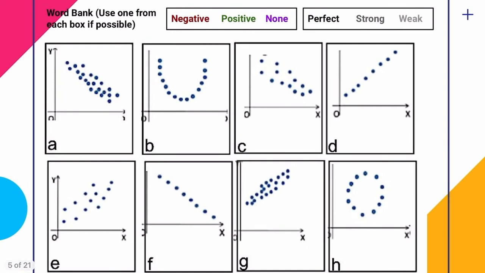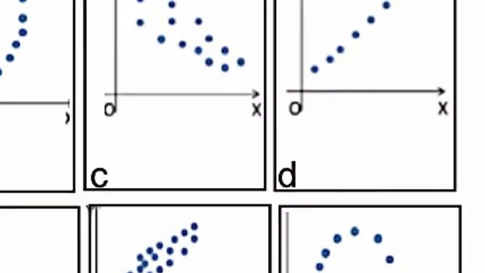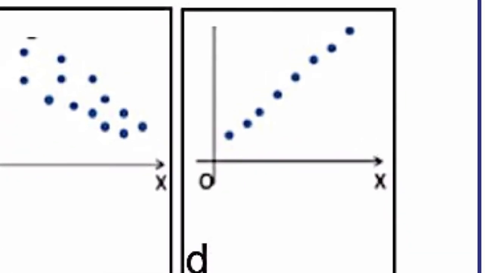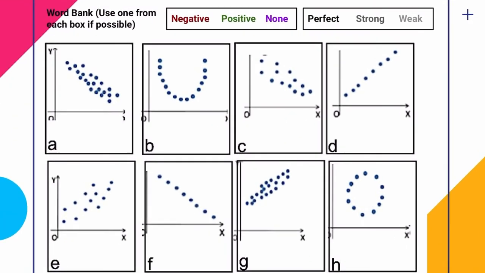Here we have 8 different scatter plots. They're all kind of unique. We're going to use these word banks on top to describe these graphs. And when possible, we're going to try to use one word from each box, unless it's none, and then that'll be the only word that we use. So let's start with D. If I'm looking at graph D, I have dots that are in a very straight looking line. So if I had to describe graph D as positive, negative, or none, what would you describe graph D as? So this one is going uphill, it's positive.